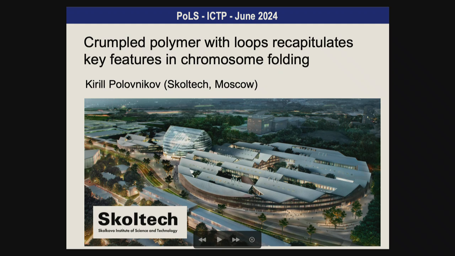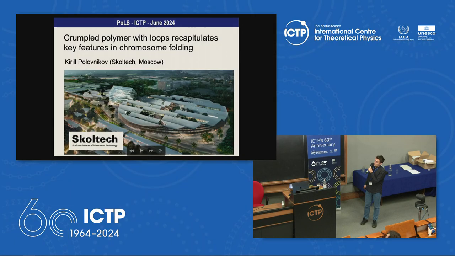So my name is Kirill Polovnikov. I'm an assistant professor at Skoltech in Moscow. And today I'd like to present our recent project with Leonid Mirny from MIT, which was actually started when I was a postdoc at MIT with Leonid. It was finished just several months ago. So it's about folding, our model of how interphase chromosomes are folded. The model is called crumpled polymer with loops, and we pretend that it recapitulates key features of interphase chromosome organization.